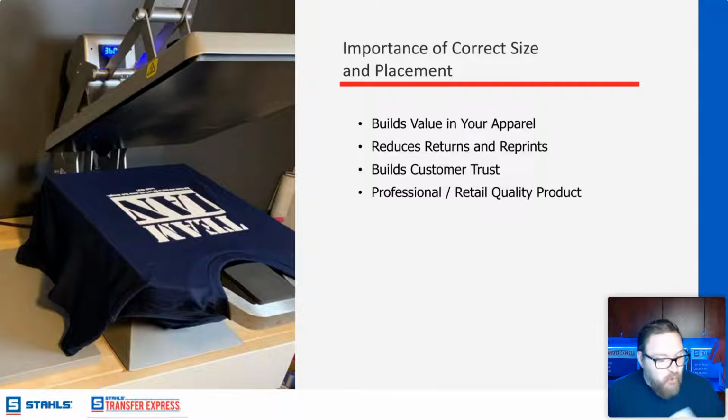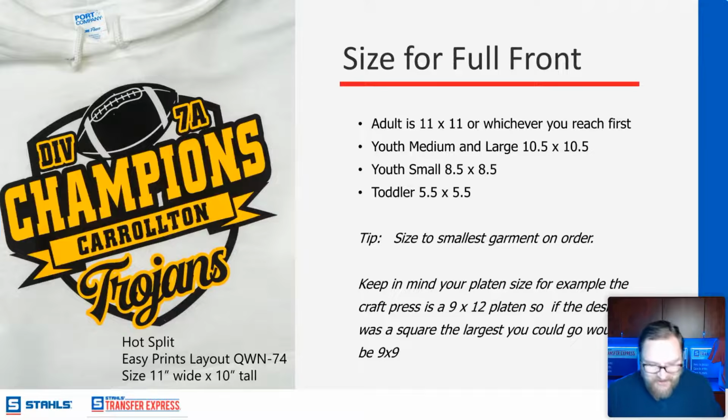Yes, we have a full presentation loaded with tons of tips, but I should continue to move on so we're not here all afternoon, right? So here, let's talk about sizing for a full front placement. Sizing for a full front, I like to say, is 11 by 11 inches. Even when we talk about small sizes to larger sizes, for an adult, an 11 by 11 inch print is going to be quite large on the front.